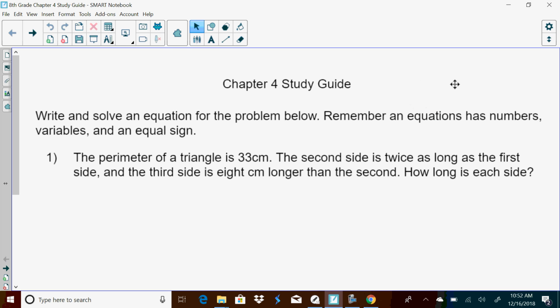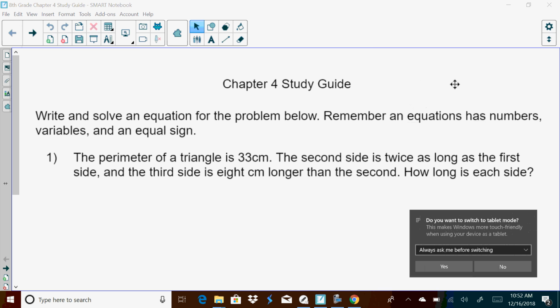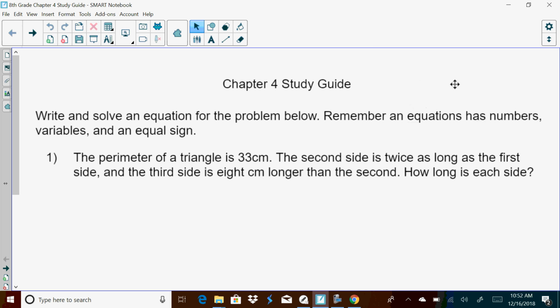Here is the video for the Chapter 4 study guide. The first part, we're going to write and solve an equation for the problems below. Remember, an equation has numbers, variables, and an equal sign in it. You could use the 5D to kind of set this up for each one of these.